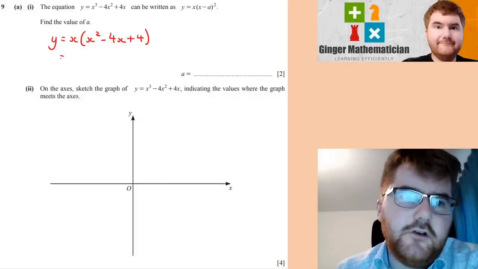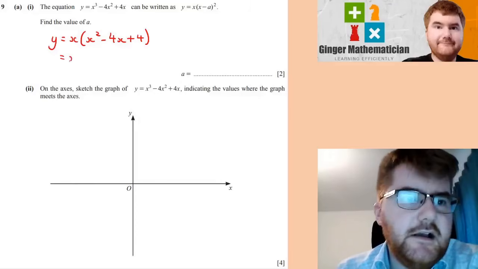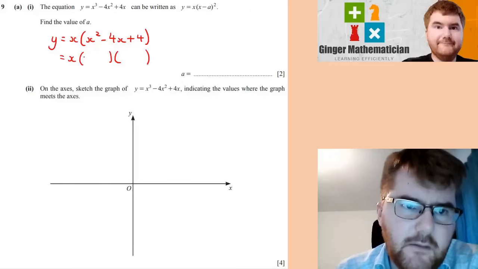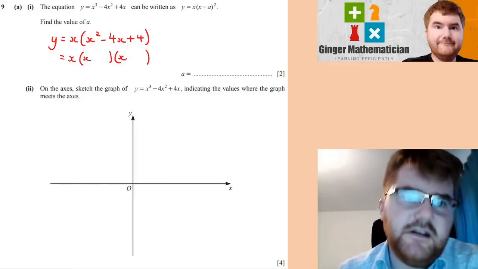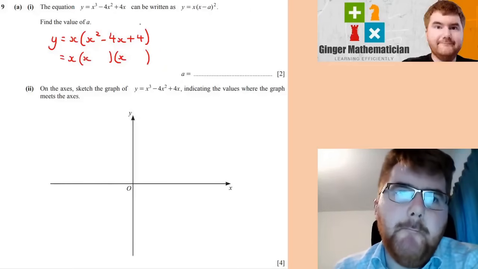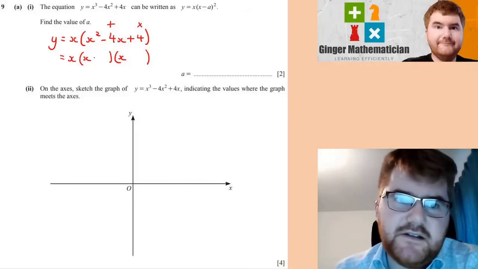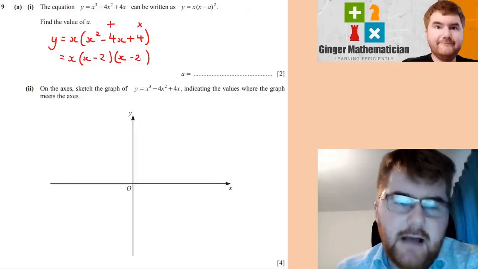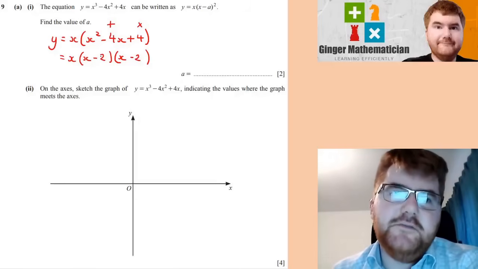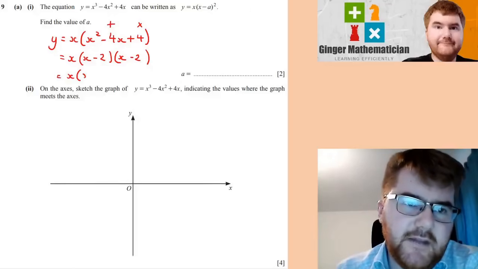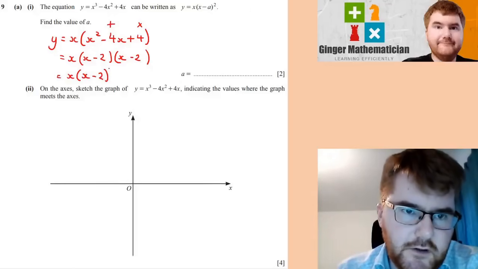At this point, we've got a quadratic within the bracket. So we can put this into 2 brackets, and we put an x at the front of each. We want 2 numbers that multiply to give 4, but add to give minus 4. Well, that's going to be minus 2 and minus 2. And notice, because you've got 2 x minus 2's, this can be simplified further as x minus 2 squared.